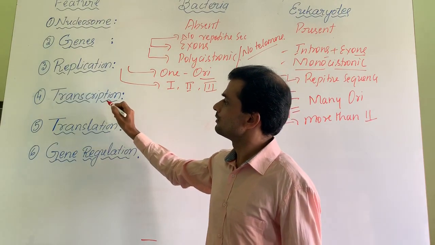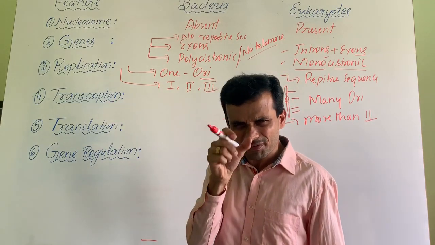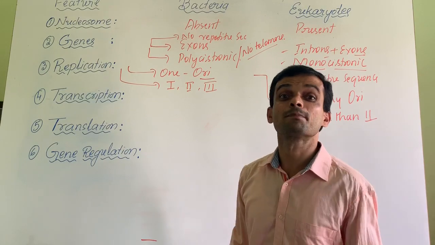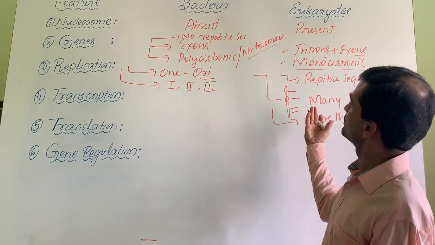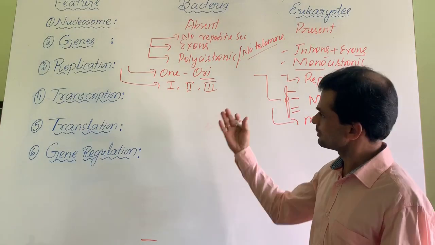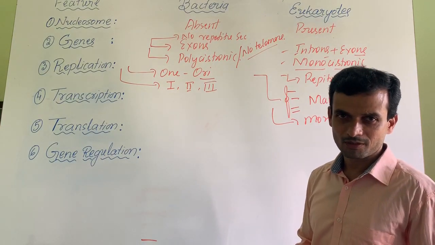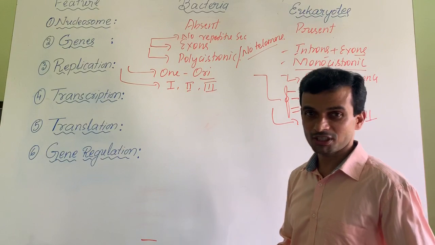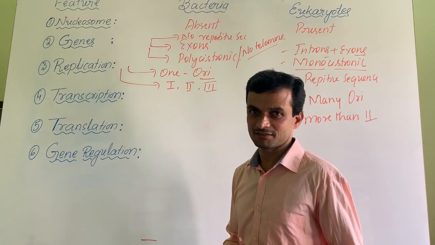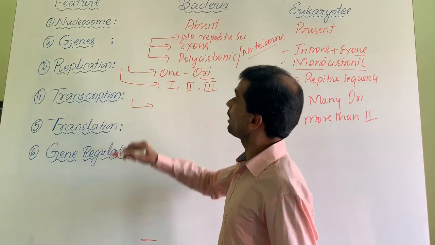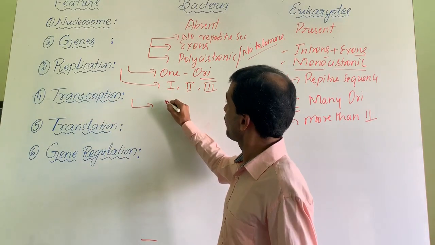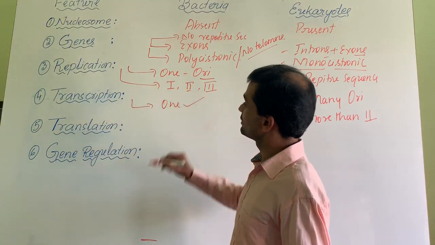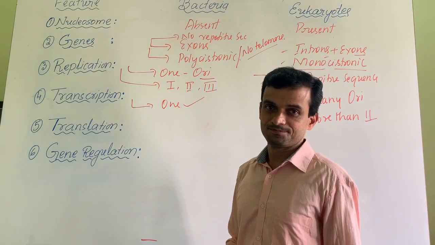Transcription starts from a specific point of the gene called the promoter. You know it. Yes. Whether it is bacteria or eukaryote, transcription starts from the promoter only. Which enzyme is responsible for transcription? You can understand that. RNA polymerase, because that is the synthesis of RNA from DNA. RNA polymerase catalyzes synthesis of RNA.